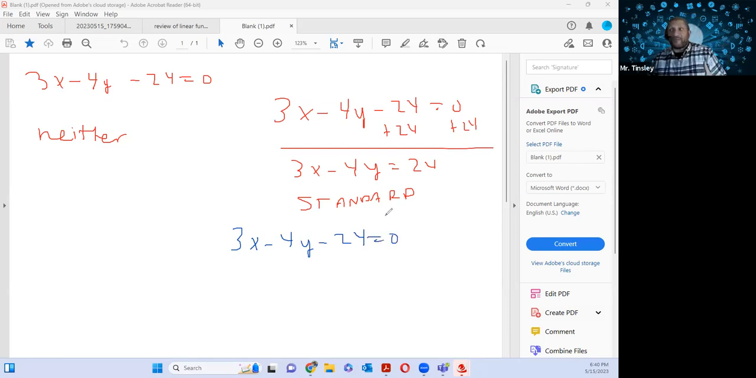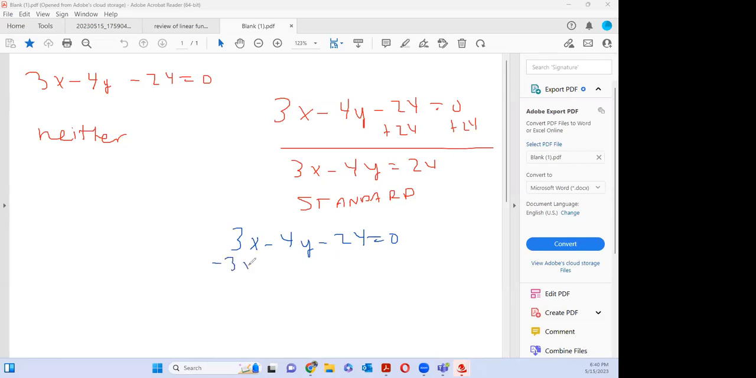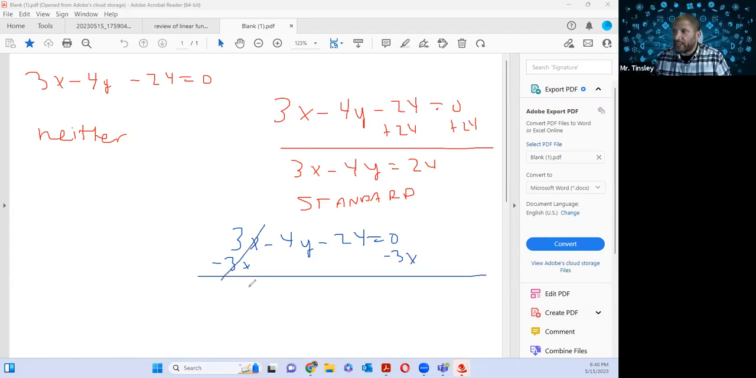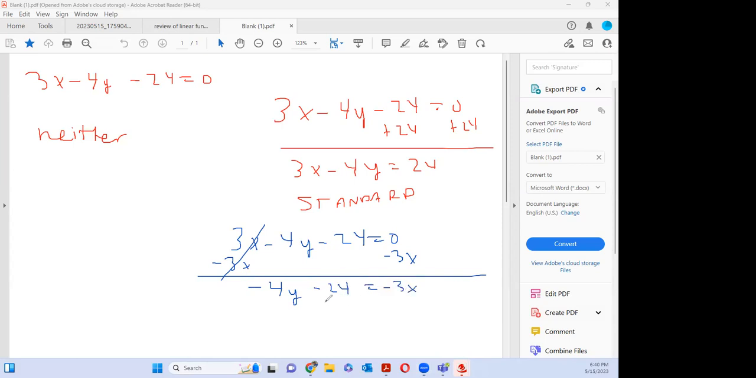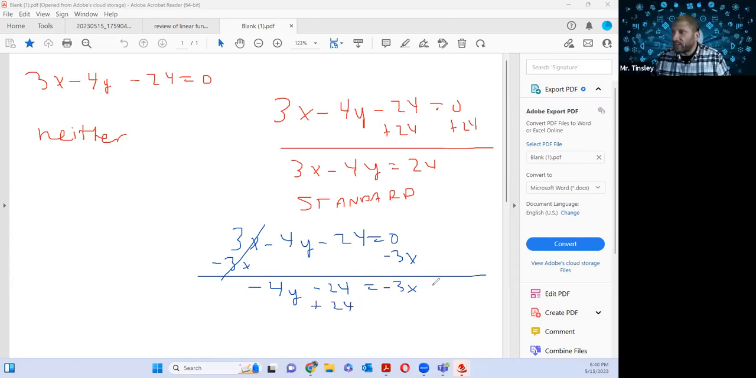Slope-intercept form just means I need to get the y by itself. So I'm going to subtract 3x from both sides, and then those 3x's are going to cancel. I'm going to get minus 4y equals, oops, I forgot to put the minus 24. Minus 24 equals minus 3x. Now, again, y is not by itself, so I need to add 24 to both sides. And I get minus 4y, the 24 is canceled, equals minus 3x plus 24.